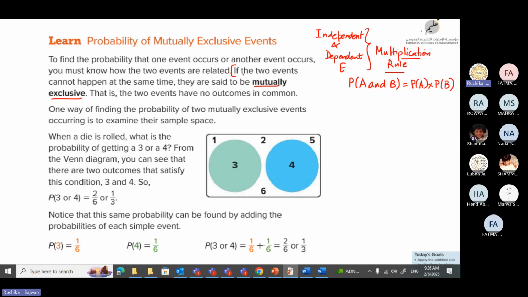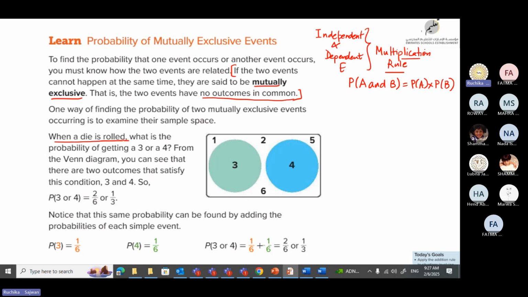So if two events, this is the main important part which I'm highlighting for you. If two events cannot happen at the same time, they are said to be mutually exclusive. That is, the two events have no outcome in common. This is very important. So if there is no common outcome, the two events are said to be mutually exclusive. Let's take an example.